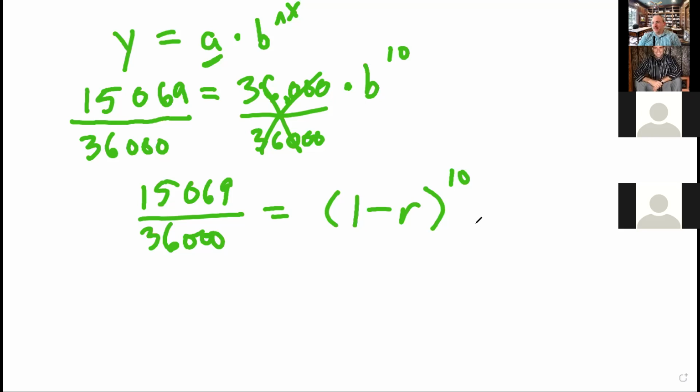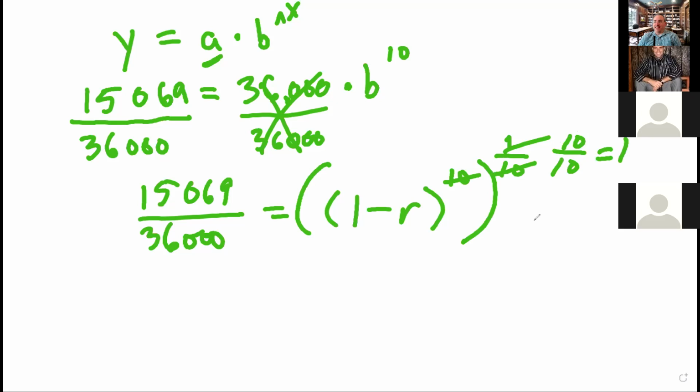What can I do to get rid of this thing being raised to the 10th power? I can raise it to the 1/10 power, which cancels that. I'm raising it to the 10 over 10 power, and raising something to the 10 over 10 power is just the same thing as 1, and raising anything to the power of 1 just keeps it the way it is. Okay, so I'm going to raise this to the 1/10 power, which means I have to raise all of this to the 1/10 power.